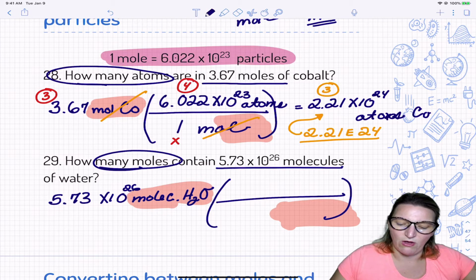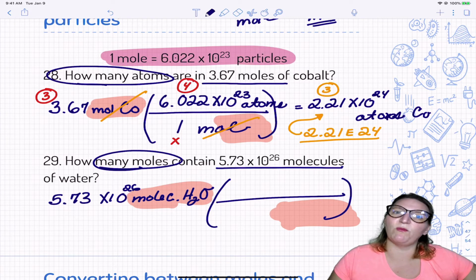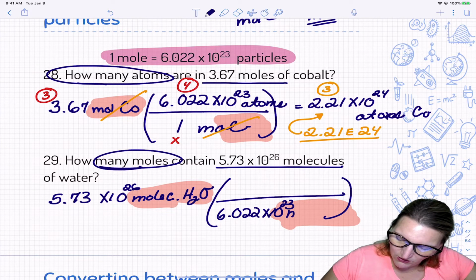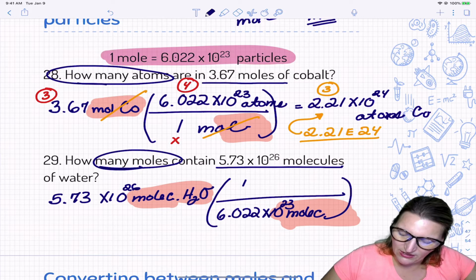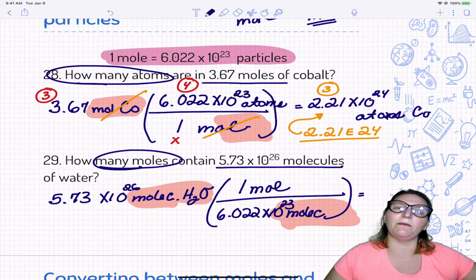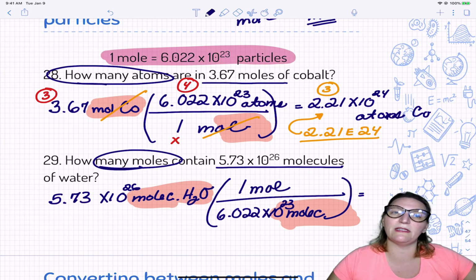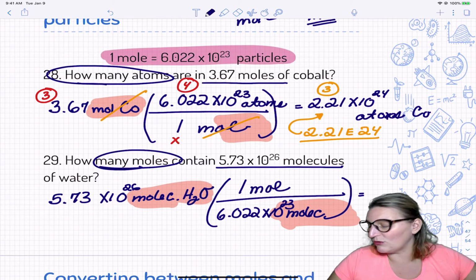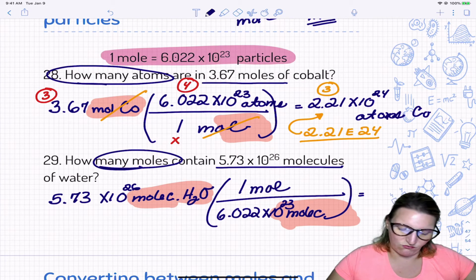And so the molecule is a type of particle. So we would say 6.022 times 10 to the 23rd molecules is equal to 1 mole. And then I plug that in my calculator, again, anytime that I'm plugging in numbers that are in scientific notation, I'm doing the second button and then the comma in order to get the small but uppercase E. And if you don't do that, you will oftentimes get a wrong answer.